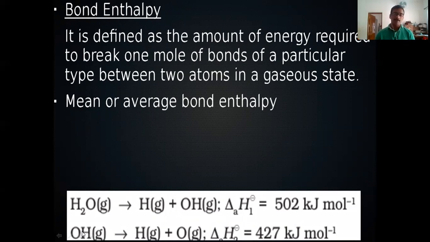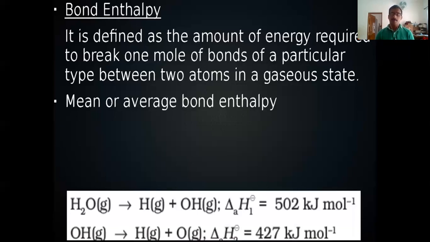So here you can see H2O dissociated into H plus OH. One OH bond is remaining, the other OH bond is dissociated, and the energy required for breaking this bond is 502 kilojoule per mole. When it breaks the second OH, into H plus O, the energy required is 427 kilojoule per mole. So what is average bond enthalpy? 502 plus 427 divided by 2. That is the average bond enthalpy of the OH bond in H2O.